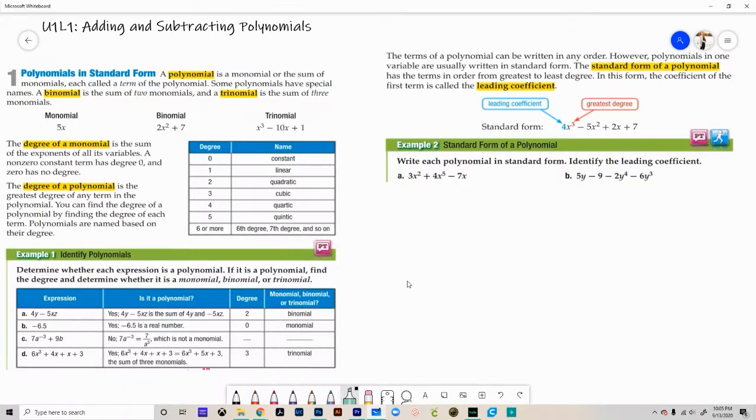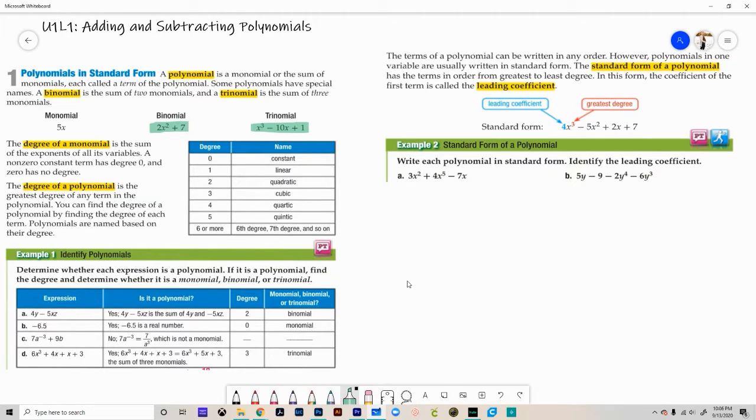A polynomial, I'm just going to jump right into it. It's a monomial, or the sum of monomials, each called a term. Some polynomials have special names. For instance, a binomial is a sum of two terms, and a trinomial is a sum of three terms.